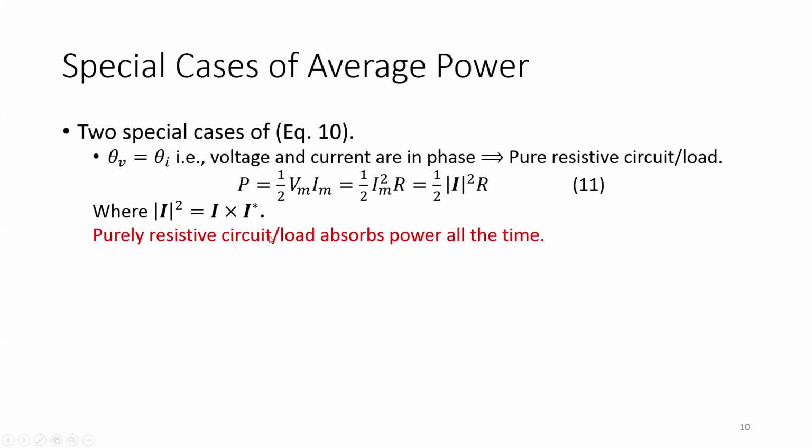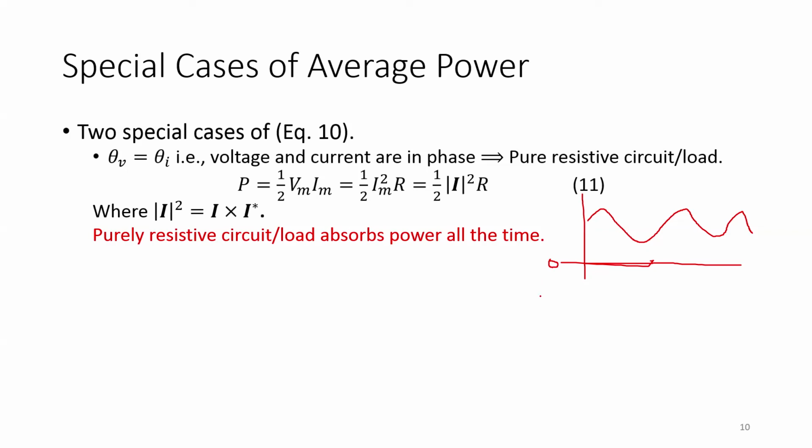And for a purely resistive load, the load absorbs power all the time. From the waveform, for a purely resistive load, the waveform would be like this. There will not be any part of the waveform below this zero line. So all the time the load is absorbing power.